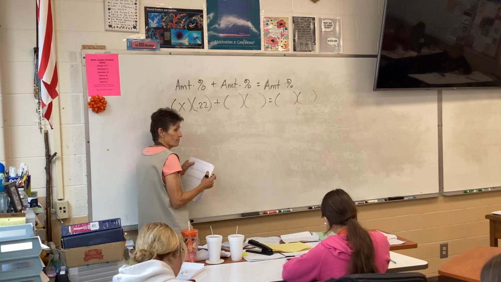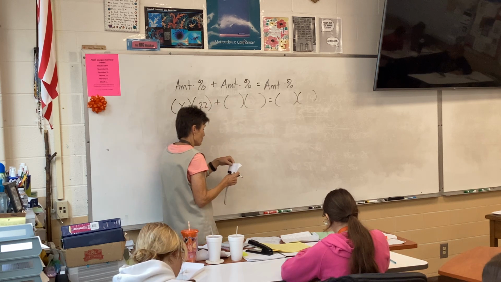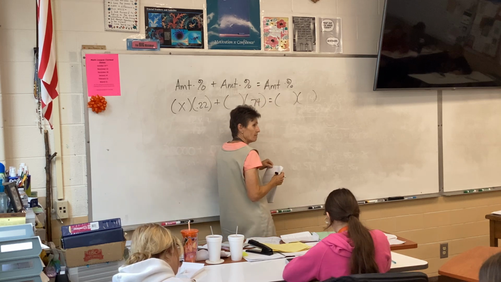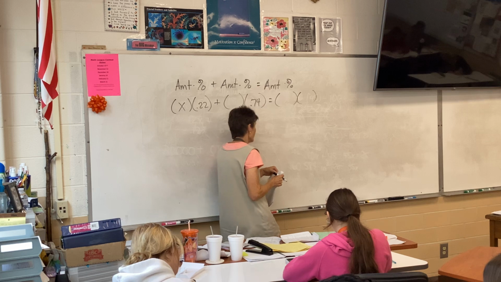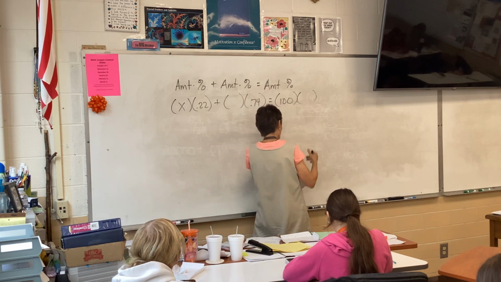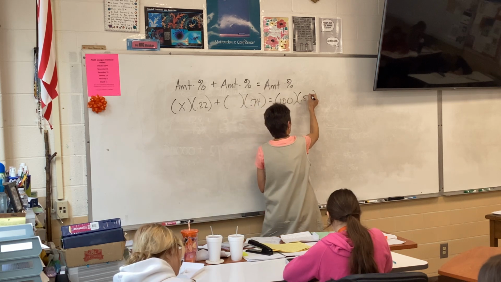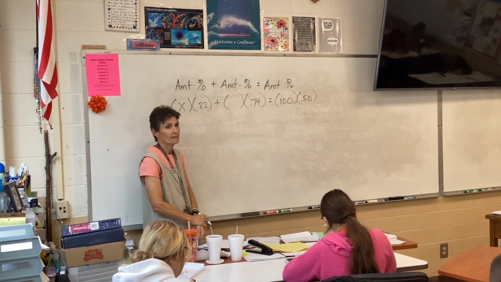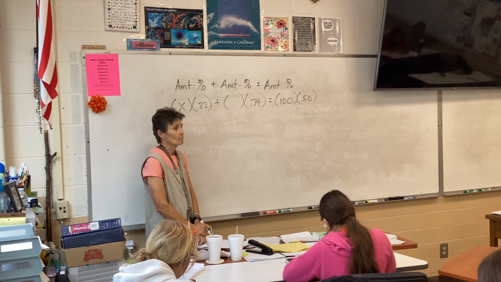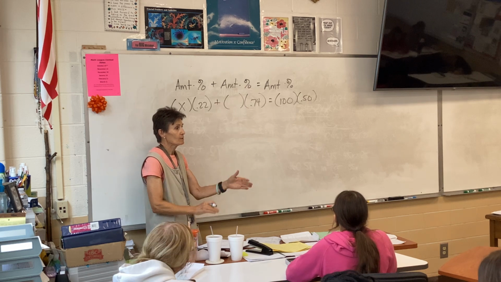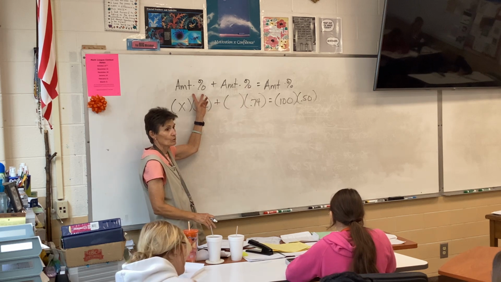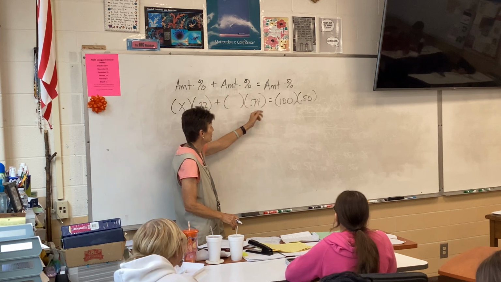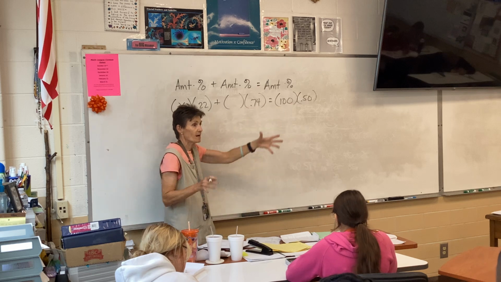22% should be mixed with 74% to get 100 gallons of 50%. Now, do you agree with where I put my numbers? Amount times percent of the first solution, amount times percent of the second solution, and then amount times percent of the final solution.